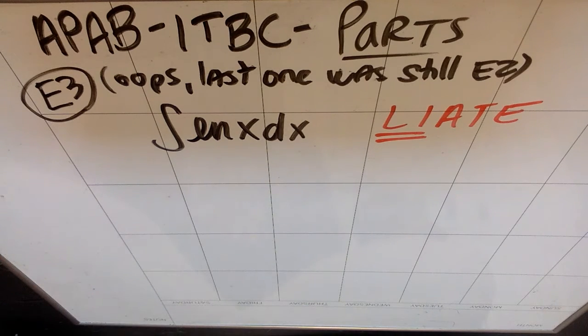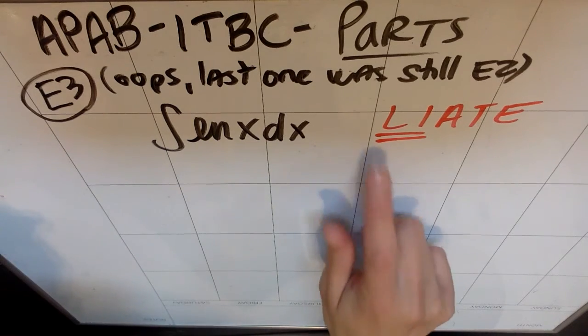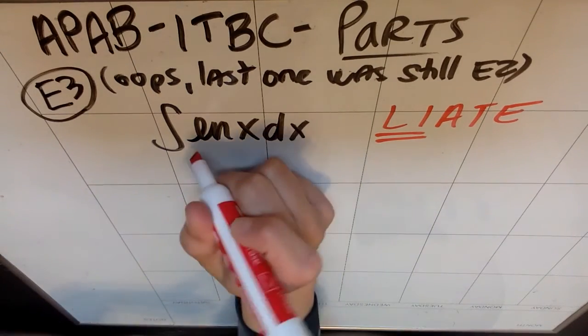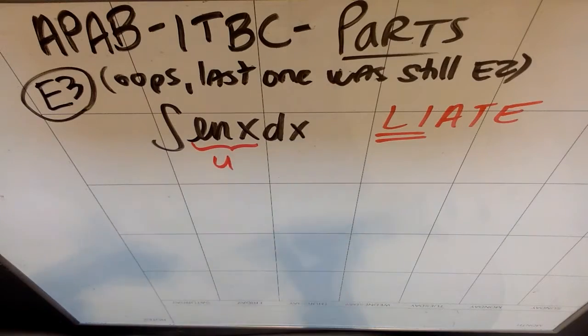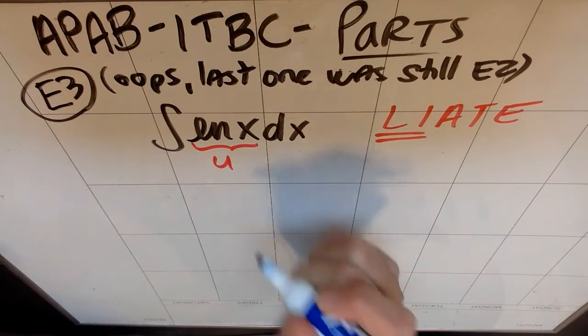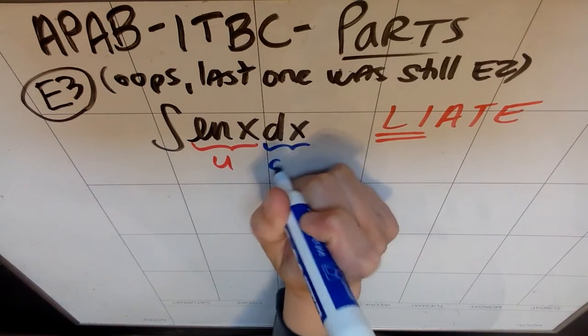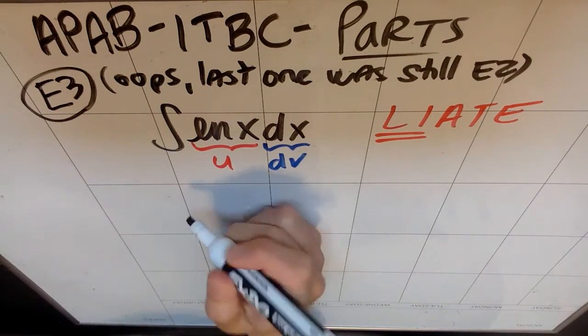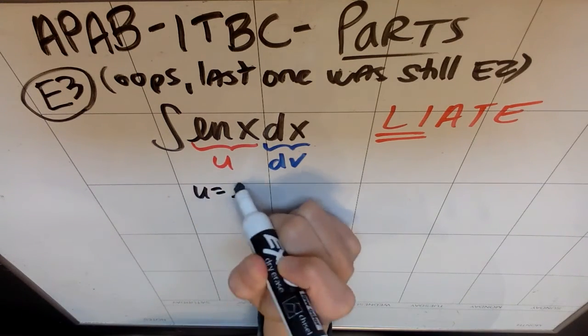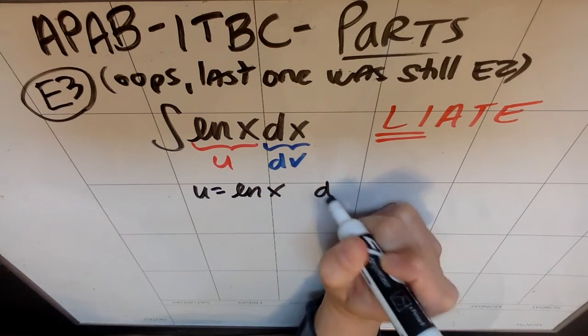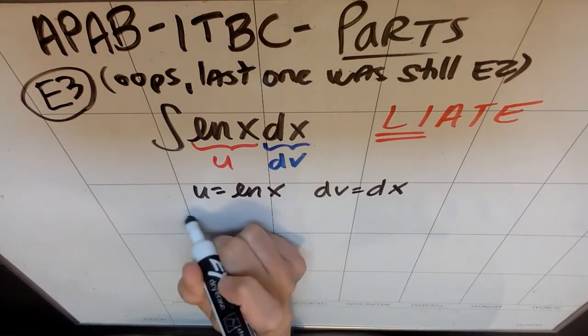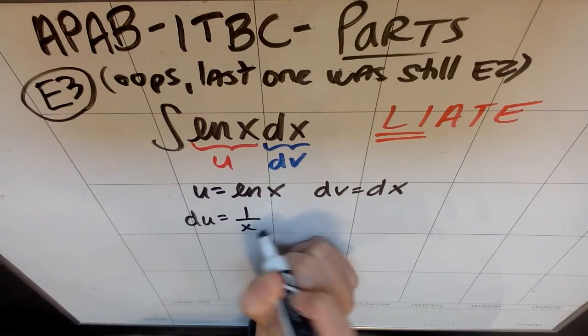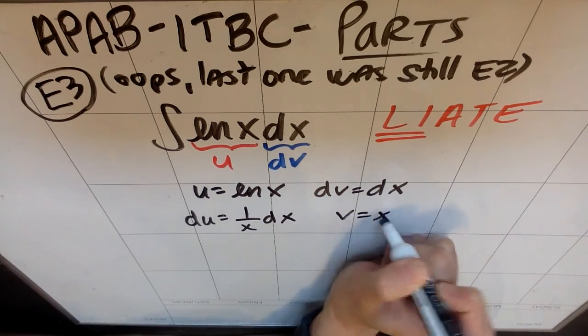So let's walk through this. So knowing that if I have a log, it's my u, this thing, natural log of x, is my u, and anybody left over, which in this case is crazily enough just the dx, that's my dv, right? So what ends up happening is I get that u is the natural log of x, and dv is just a dx. So du is a 1 over x dx, and v is just an x, right?